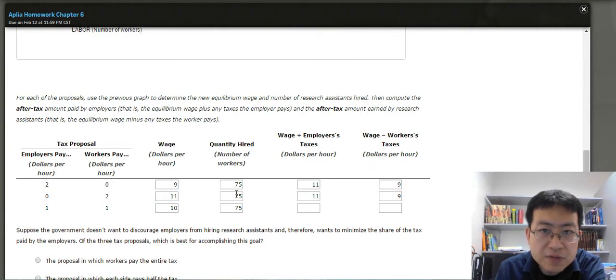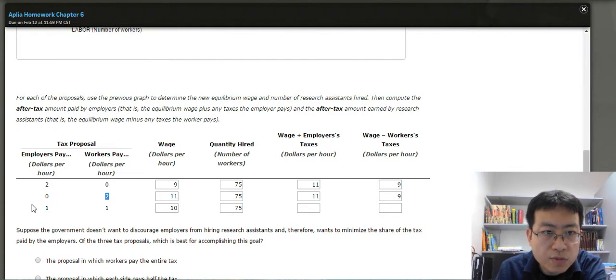The quantity is still 75, and then for the wage plus employer tax, the employer pays 0 tax. So 11 plus 0 gives you 11, and then next the wage minus worker tax, the worker tax is 2. So 11 minus 2 gives you $9.